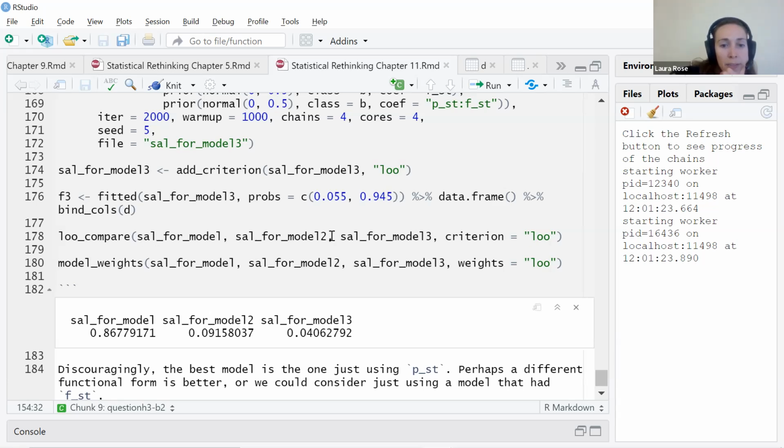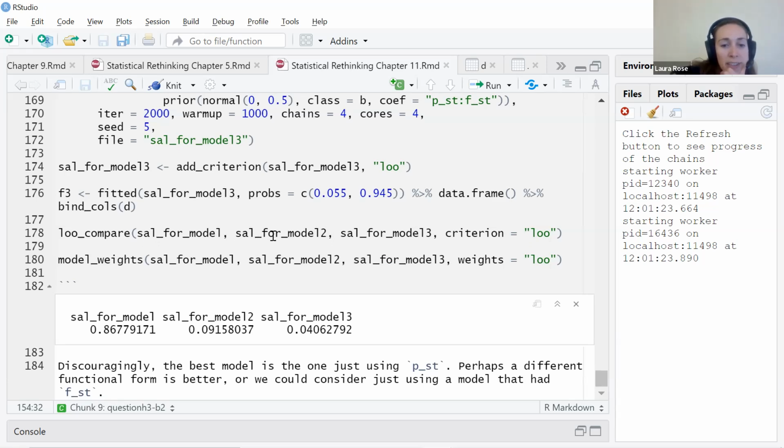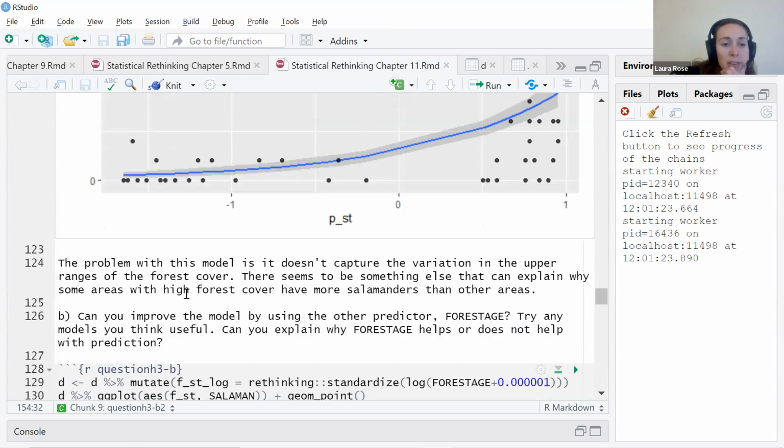I compared all of these, and interestingly, discouragingly, the best model is the one that just uses the percent cover. Perhaps a different functional form is better. We could consider just using a model. Probably wouldn't do this because there really didn't seem to be. Let me go back up again.